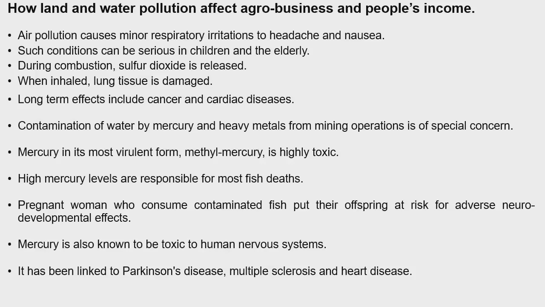Higher mercury levels are responsible for most fish deaths. Pregnant women who consume contaminated fish put their offspring at risk for adverse neurodevelopmental effects. So that's why it's very important to take control of mercury, for example from mining operations, so that it cannot be transported or allowed to contaminate the waters, because the moment the water is consumed, it becomes dangerous or unfit, more especially for pregnant women.